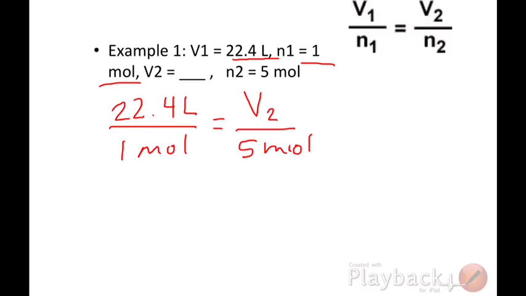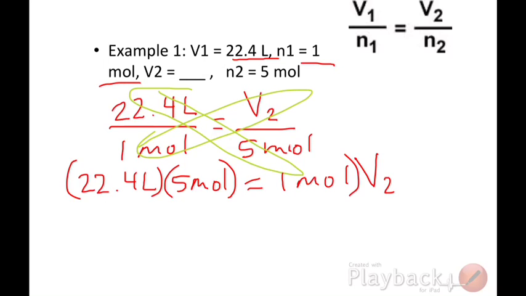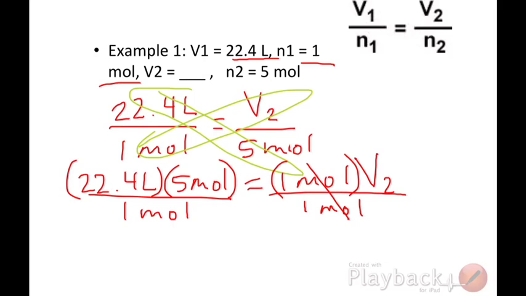So we solve this problem the same way we do most of them. We can cross multiply and then divide. So we'll do that. When I say cross multiply, I mean I'm multiplying these and then I'm multiplying these. And this one, we have 1 mole stuck to our volume 2, so we won't need to divide by that to cancel it. And whatever we do on one side of the equal sign, we do the same thing on the other side.